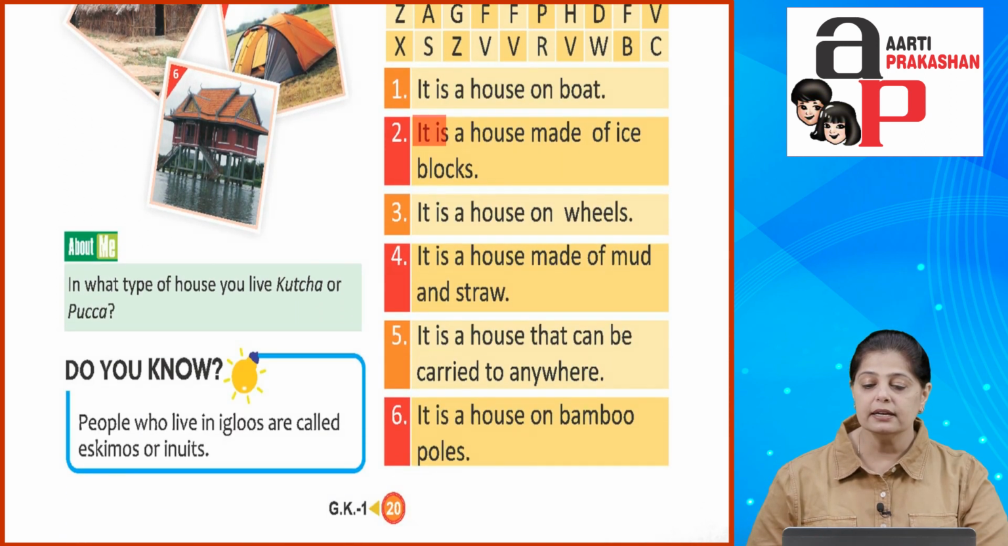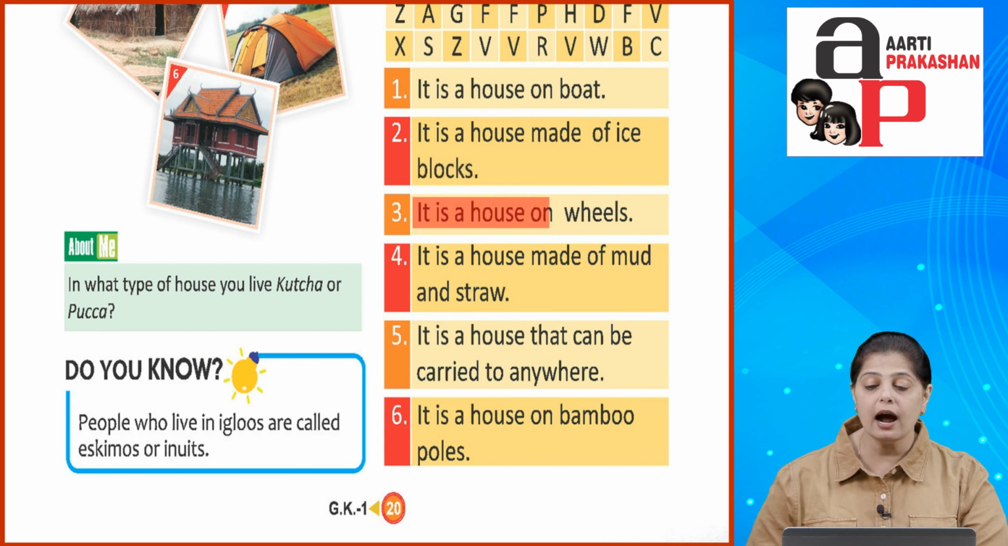Next, it is a house made of ice blocks. So what are ice blocks? Ice blocks are blocks inside which you have thermals that protect the house and the people who are living inside. These are called igloos, and the people who live inside the igloos are called Eskimos. All right, so next, children, find the spelling of igloo and circle it in the grid.